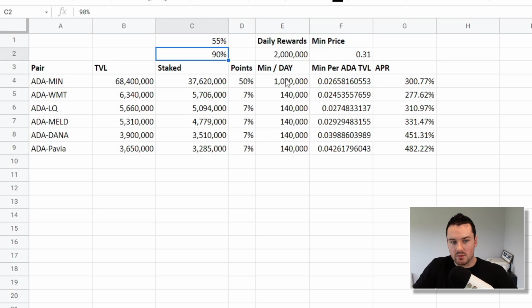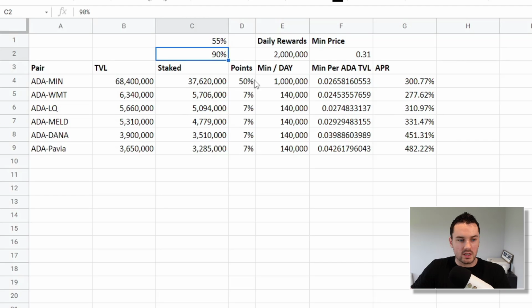So there's 1 million MIN per day. And with all of that, I'm looking at around 300% APR if these numbers start to play out, which isn't bad at all. Then you take into account the bonus NFT that we got, the multiplier, and you put that on top, and then you will have an even better rate than that for the first 7 days.